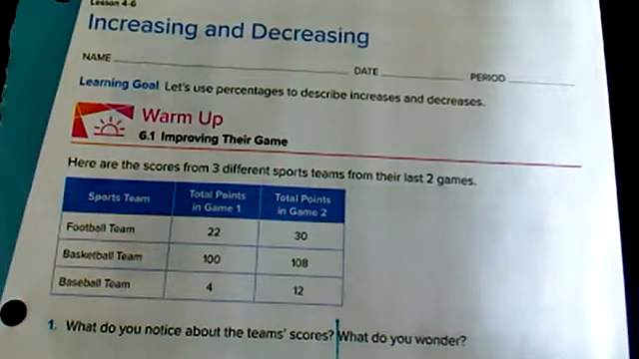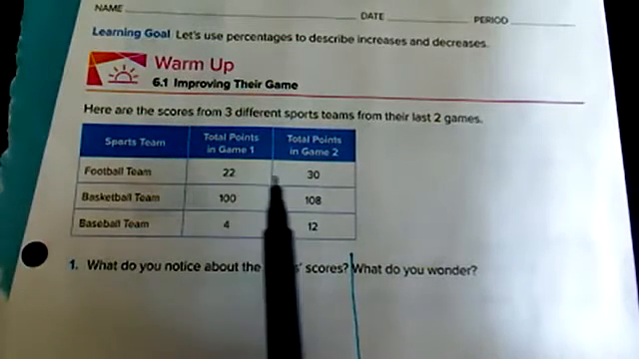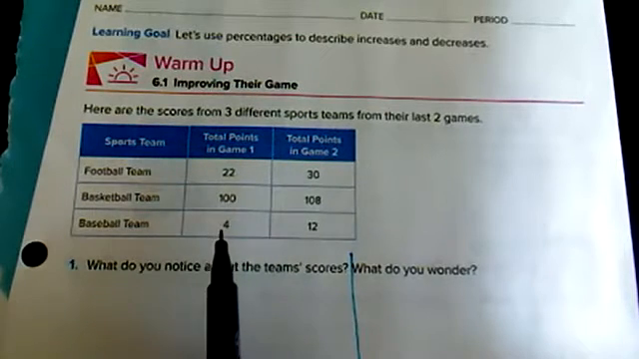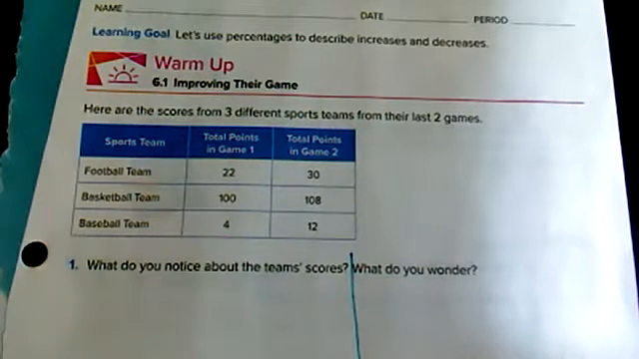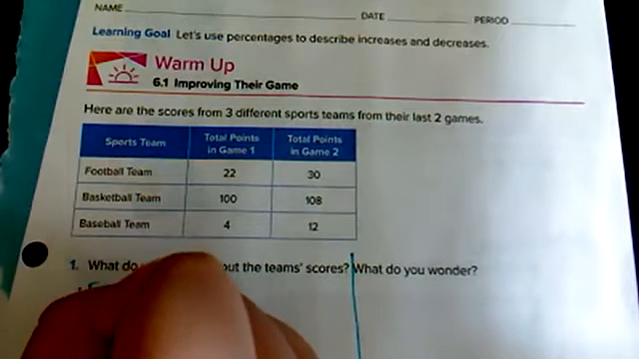All right, welcome back. So one thing that you could have noticed is that each team improved by 8 points. 22 to 30 is up 8. 100 to 108 is up 8, and 4 plus 8 is going to give us 12. So each team improved by 8 points.